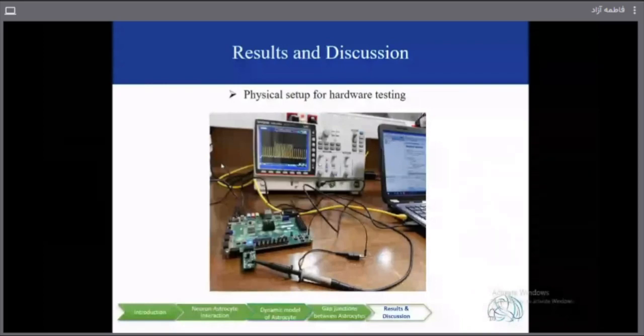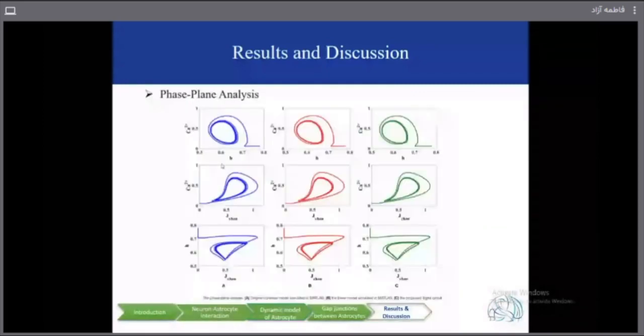So here we can see the phase plane analysis to compare the dynamic behavior of the biophysical model and the proposed digital circuit. The phase plane analyses, calcium based on H, calcium based on J channel, and H based on J channel, are depicted in this figure. As we can see, the dynamic behavior of the original model simulated in MATLAB, shown in column A, is similar to the trajectories in the linear model simulated in MATLAB in column B, and the proposed digital circuit implemented in Vivado simulator, which is illustrated in column C.